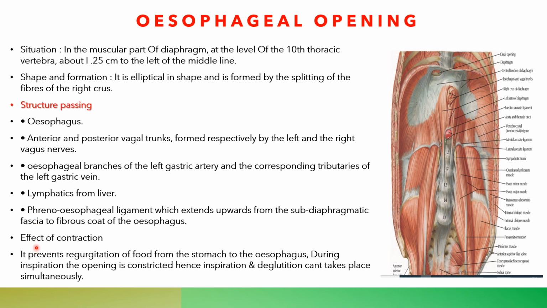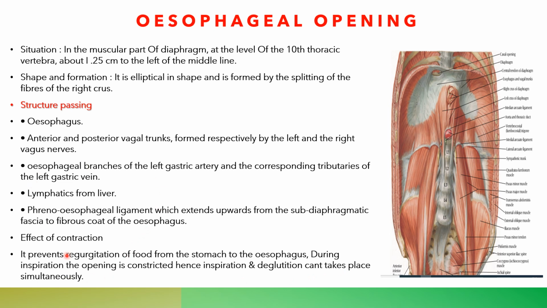Now, effect of contraction: it prevents regurgitation of food from the stomach to the esophagus. During inspiration, the opening is constricted, hence inspiration and deglutition cannot take place simultaneously. So this is, you have to remember, effect of contraction of the diaphragm prevents regurgitation of food from the stomach to the esophagus. During inspiration, the opening is constricted, hence inspiration and deglutition, means swallowing, can't take place simultaneously.